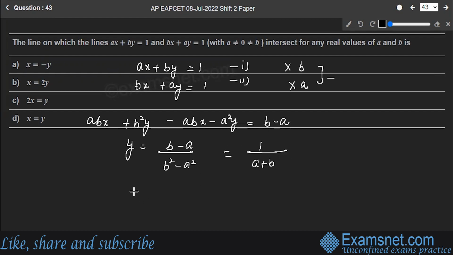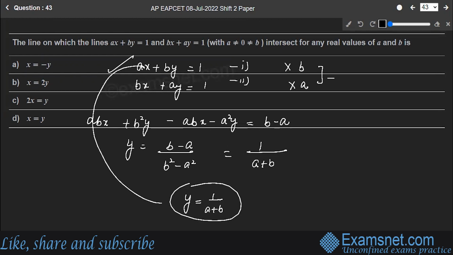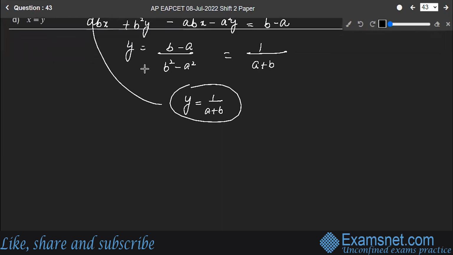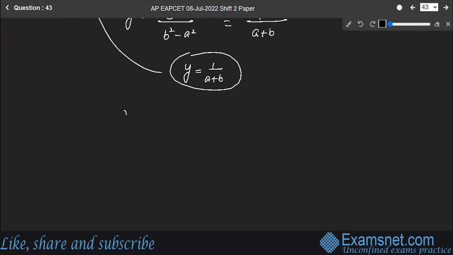Now let's put this Y is equal to 1 upon A plus B in equation number 1. So you will have AX is equal to 1 minus B upon A plus B. This will give you A upon A plus B. So you will have the X value as A upon A plus B.